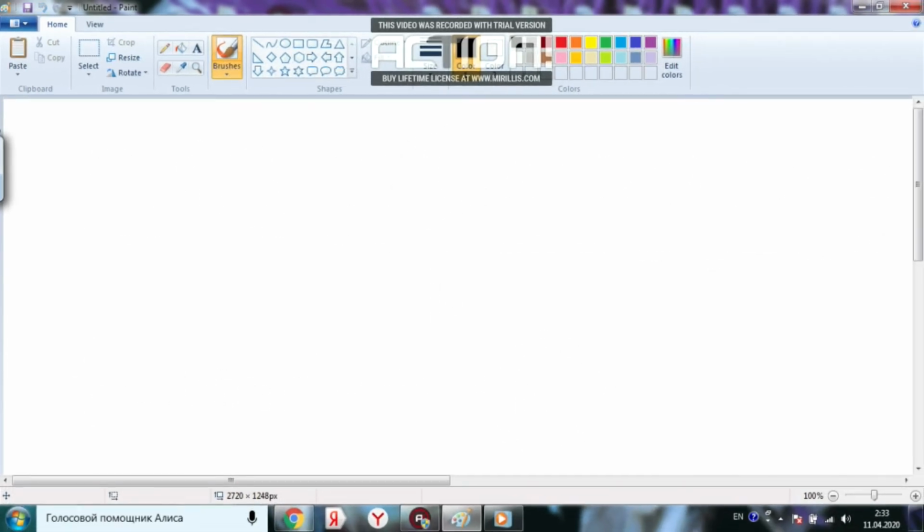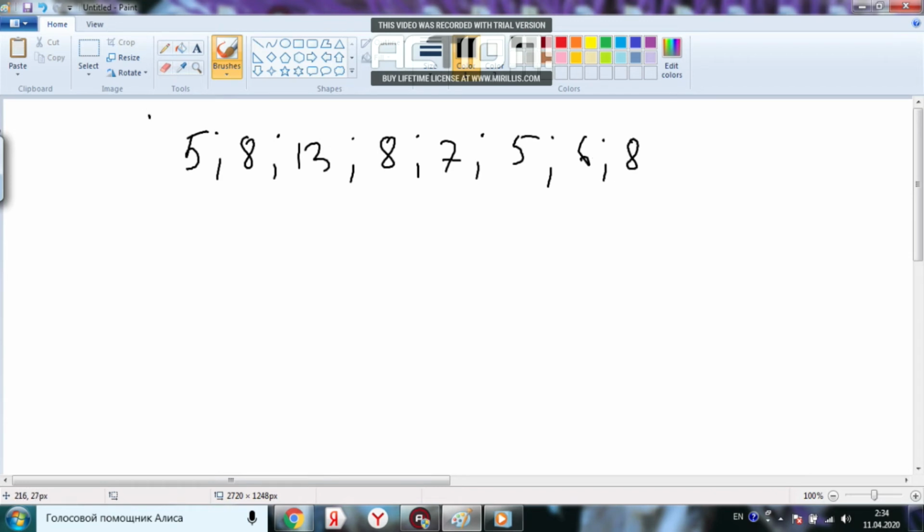So next thing we're going to talk about is the mode. For example, we have a set of numbers 5, 8, 13, 8, 7, 5, 6, and 8. So what is mode? How to find mode? Mode is the value which is most frequently represented in the list of numbers.